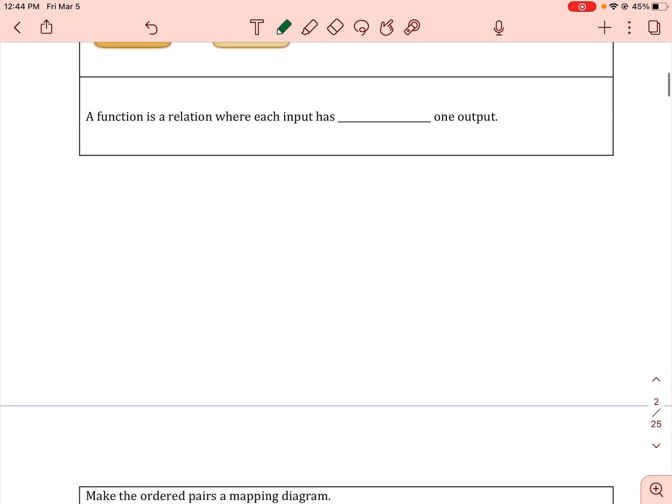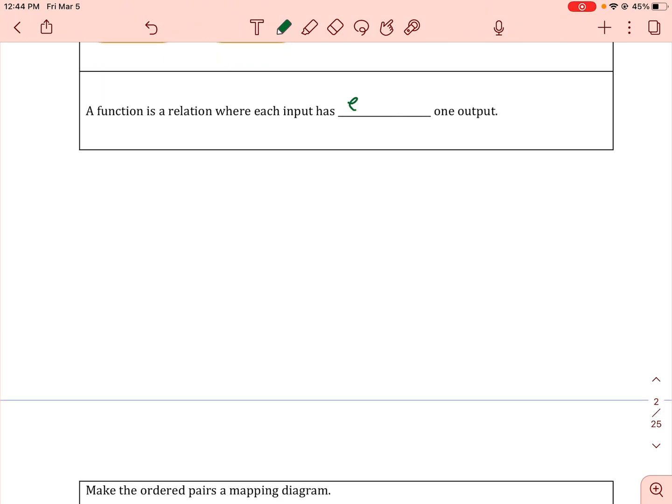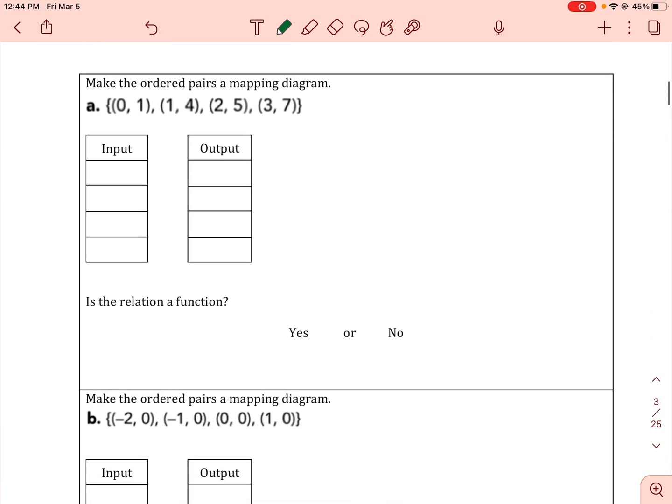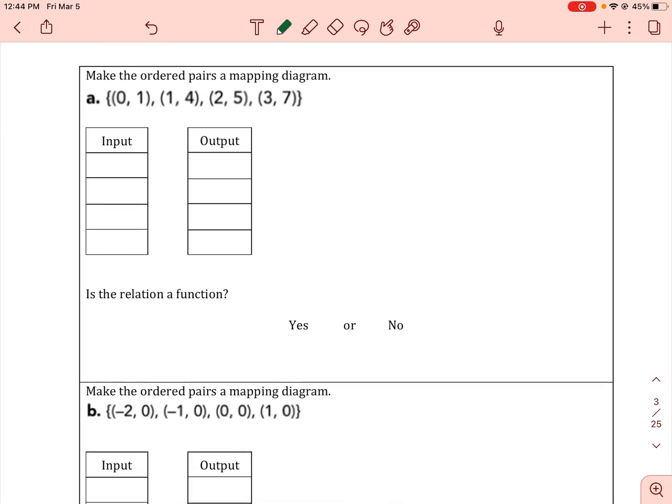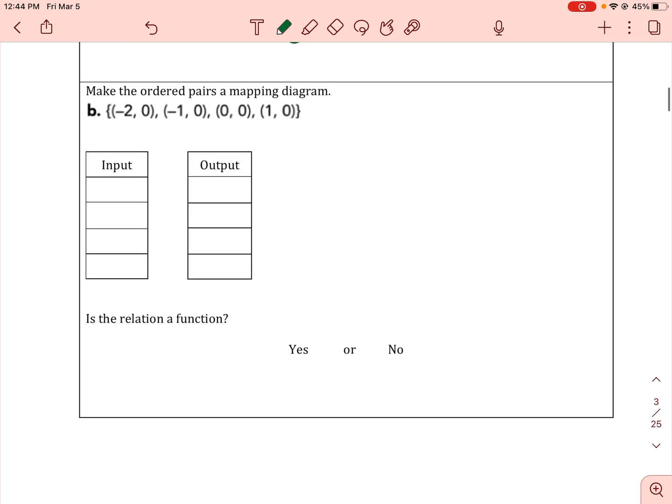A function is where each input has exactly one output. So we are going to make these ordered pairs a mapping diagram. 0, 1, 1, 4, 2, 5, 3, 7. Each input maps to exactly one output. Is this relation a function? Yes, because each input goes to exactly one output. Our inputs never repeat.